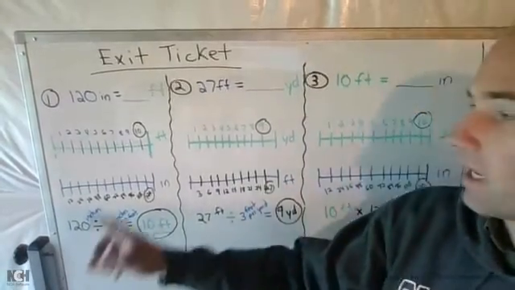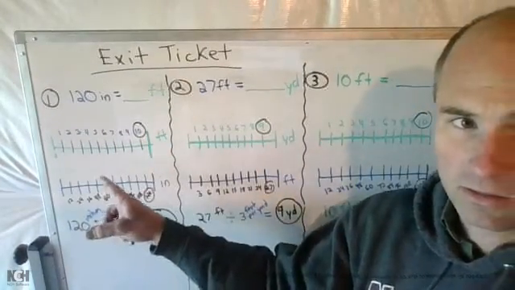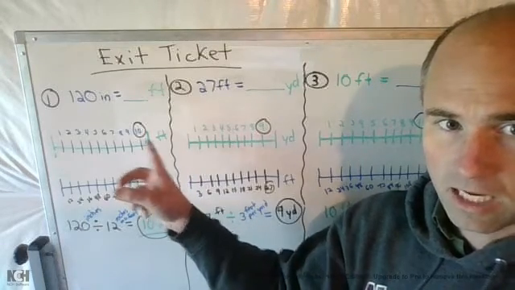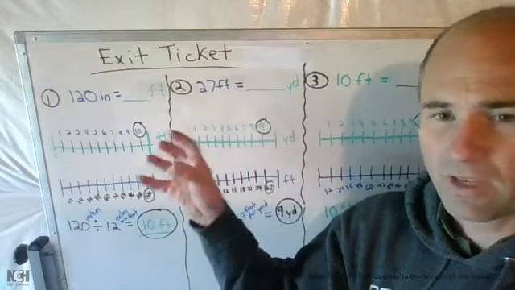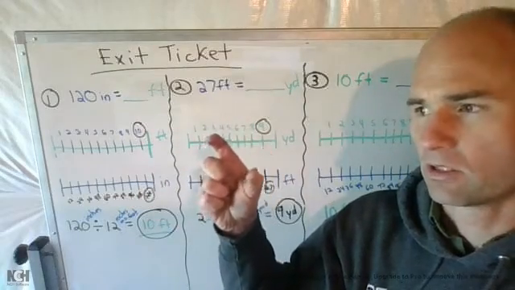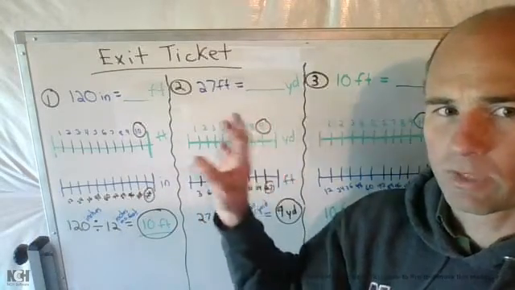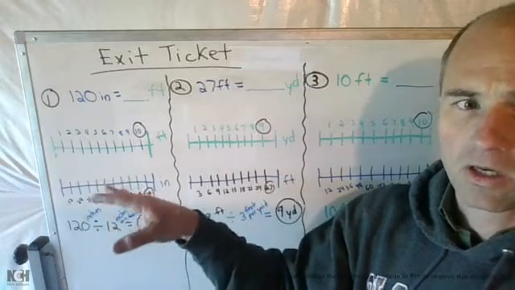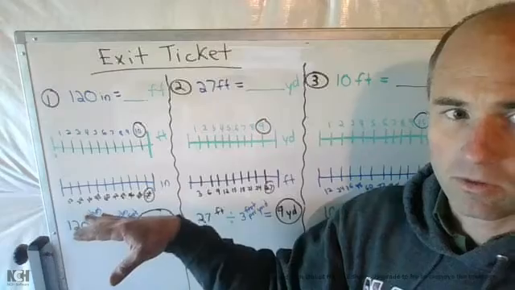So I made a double number line. First I started off with feet as my first number line because feet are bigger than inches. So I always go with the bigger measurement up top. And then my inches down below.